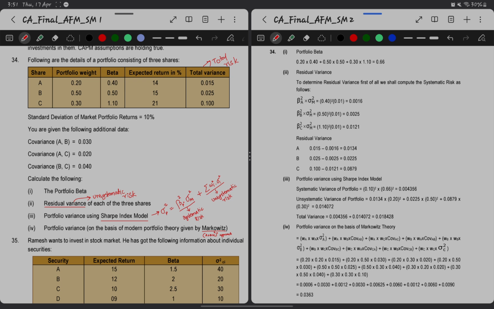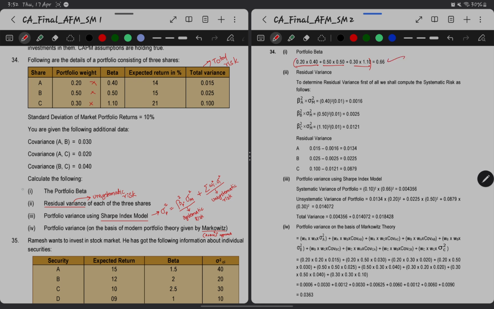Now the portfolio beta can be found out directly by the weighted average method. Since we have the beta of individual shares, the individual beta of the shares multiplied by the portfolio weight, and the summation of that will give us the portfolio beta. So as we can see, 0.2 multiplied by 0.4, then 0.5 multiplied by 0.5, and 0.3 multiplied by 0.10, and the total of these three will give us the portfolio beta, which is 0.66.